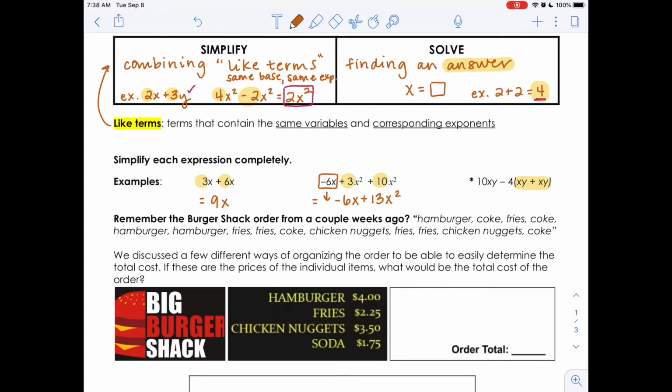We don't see a number out in front, so anytime you don't see a number, you assume that it's 1. I have 1 xy plus 1 more xy. So I can actually add those together. They're in the parentheses, so if we remember order of operations, we're going to drop everything else down. 10xy minus 4 times, I have 1 xy plus 1 xy. Well, how many do I have now? I have 2 xy.